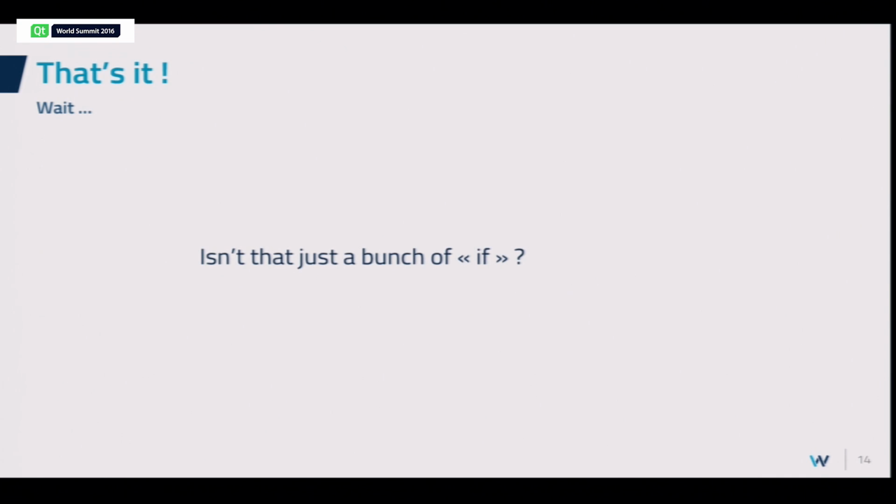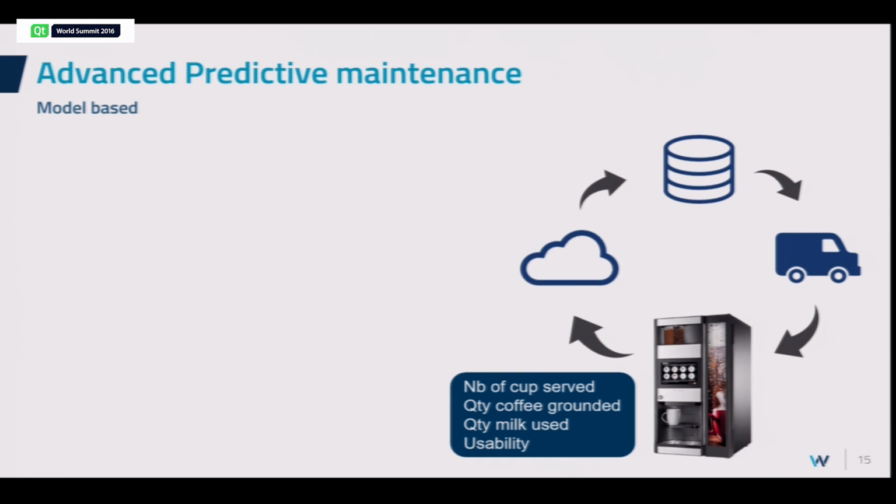And the question is, is that just it? Just a bunch of ifs somewhere in your code in the cloud and you have done predictive maintenance? Well, it depends, but that's the basic version of it, and it can still be called predictive maintenance. But we can also go beyond that, of course, and use AI. That's the interesting part, which is called model-based predictive maintenance.